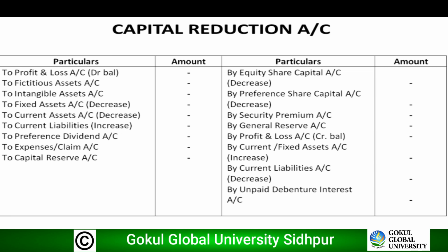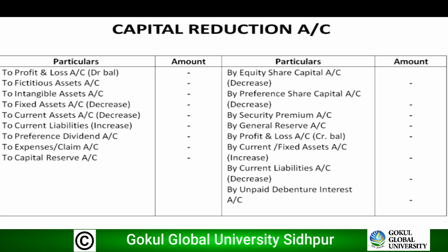To fixed assets account. If there is any decrease in the amount of fixed assets like land, building, plant, machinery, furniture, etc., it will be debited in the capital reduction account. Next, to current assets account. If there is also a decrease in current assets like cash, debtors, investment, stock, etc., it will be debited in the capital reduction account.